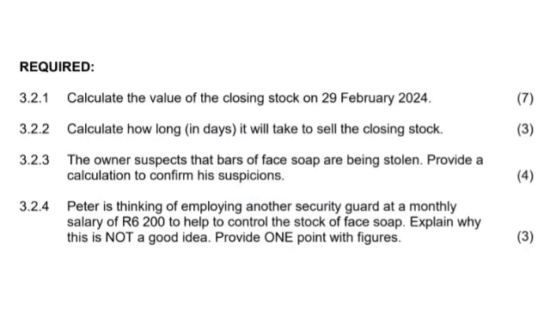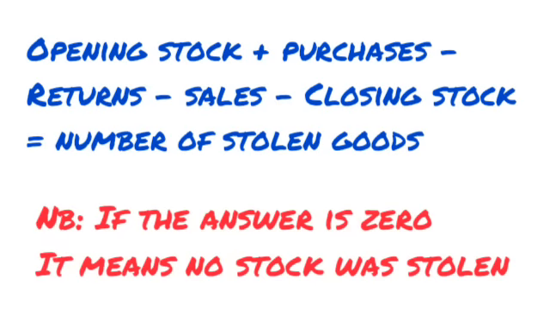And then the next question says, the owner suspects that bars of face soap are being stolen. Provide a calculation to confirm this suspicion. Like I said, one of the expectations of this topic is that you have to be able to calculate the number of stock that's missing or being stolen. So how do you do that? You have to take your opening stock plus your purchases minus your returns minus the amount that you sell and minus closing stock, and whatever is left will be the number of stock stolen.